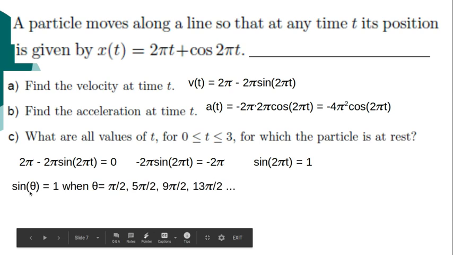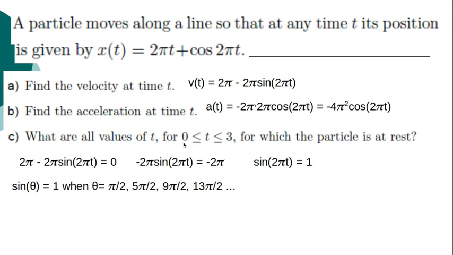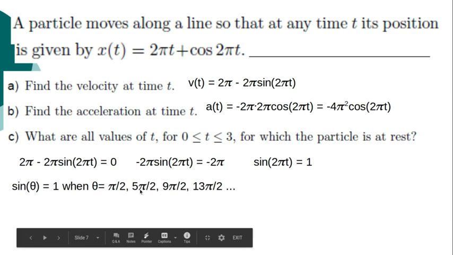All right. So sine of theta equals 1 using your unit circle. That's at the top of your unit circle when your y coordinate is 1. That happens at pi over 2. And then if you keep adding 2 pi, you can get the coterminal angles, 5 pi over 2, 9 pi over 2, 13 pi over 2, and so on and so on. We don't have to list them out because we're only going to solve for values of t that are between 0 and 3, which is why I didn't put any negative angles here.